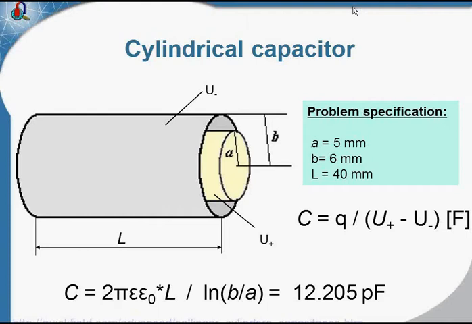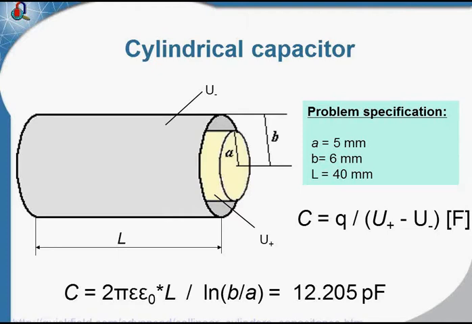Now let's start with the test case. This is the cylindrical capacitor. It consists of two electrodes, the internal electrode, a positive one, and the external electrode. The inner electrode radius is 5 millimeters, and the outer electrode radius is 6 millimeters. The capacitor length is 40 millimeters. Our task is to calculate the capacitance.